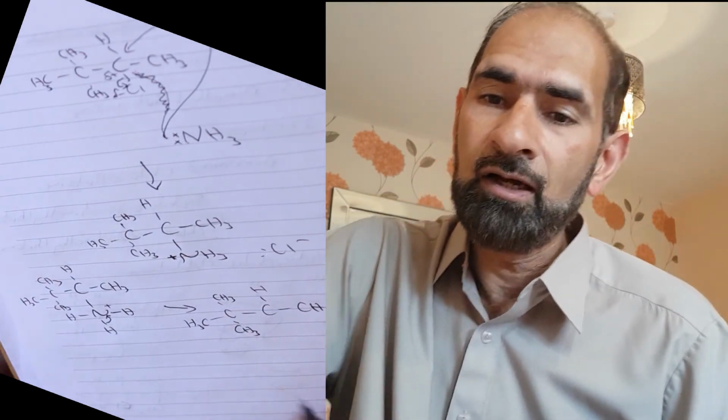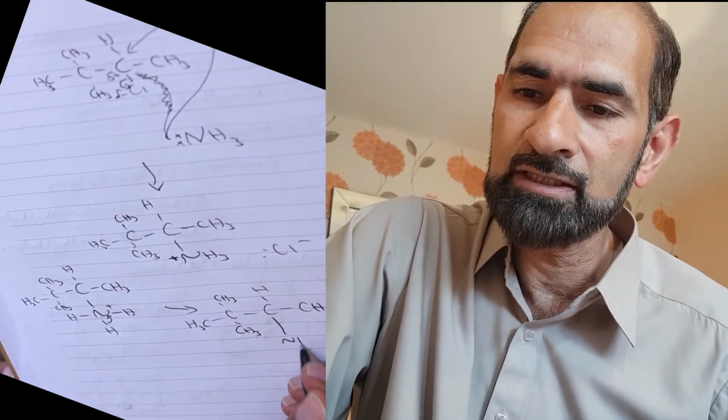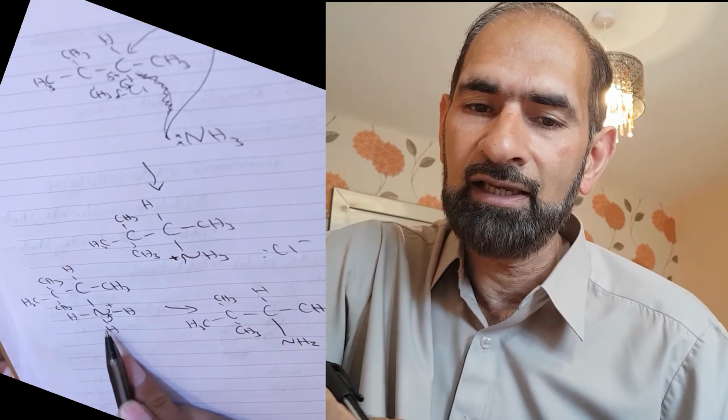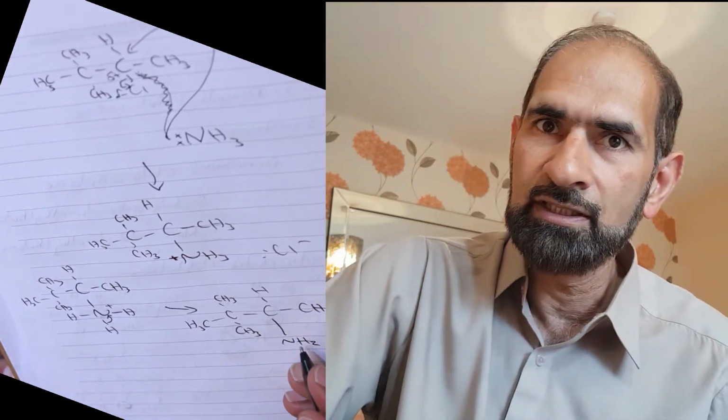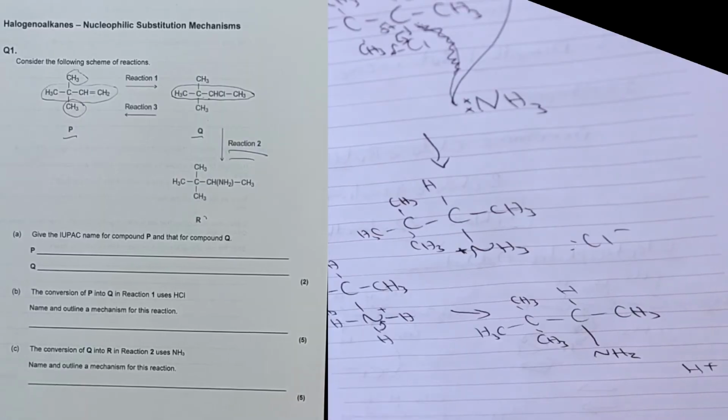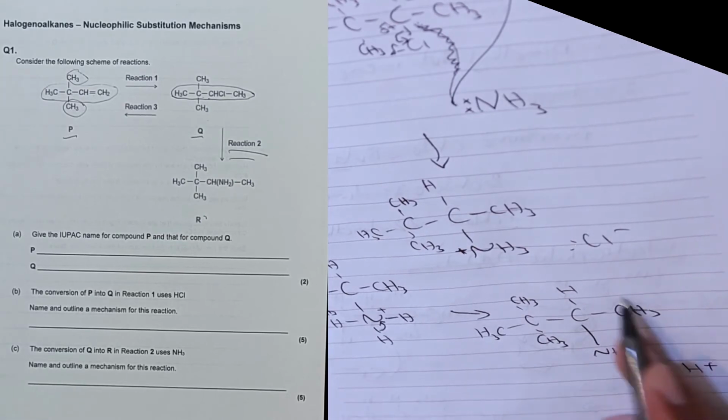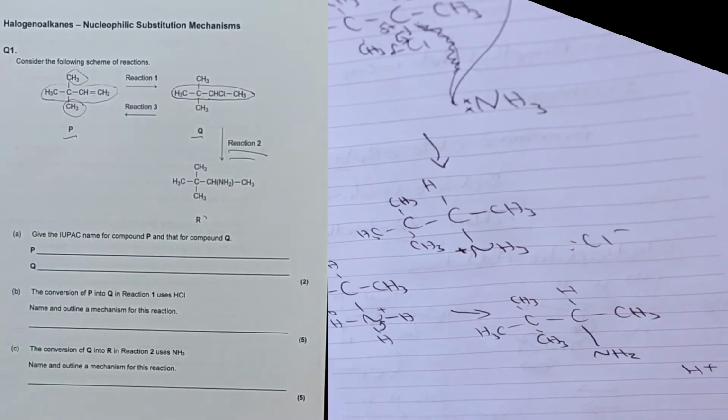There you go. Okay. And now what's happened is that H plus has gone off. So you end up with an H plus here. And you get this species, which is what they've got in their product. Okay, and what do they say? Name and outline the mechanism for this reaction.